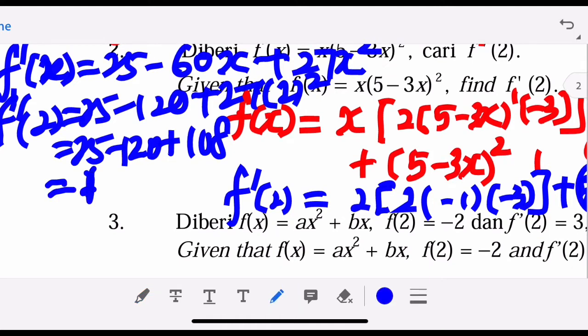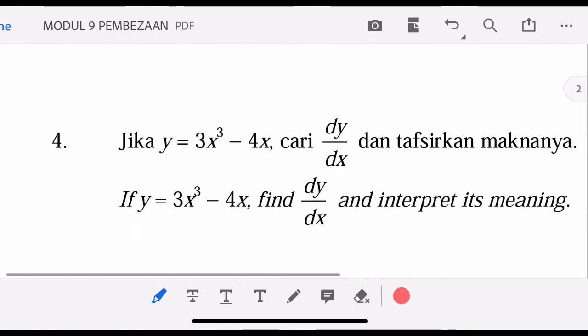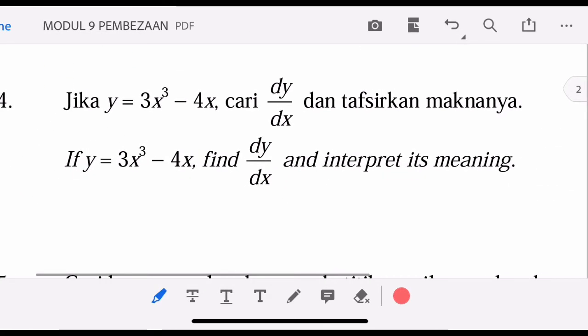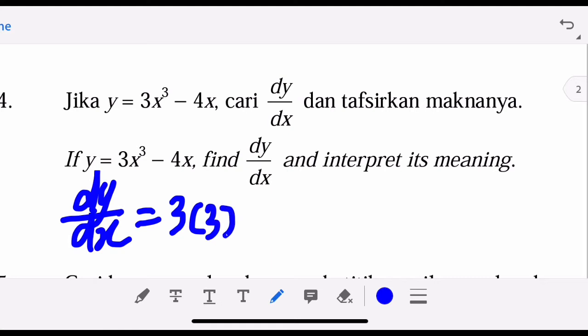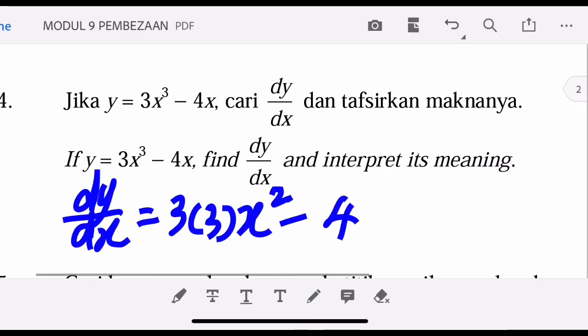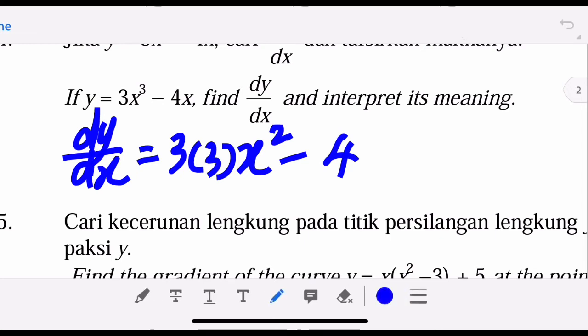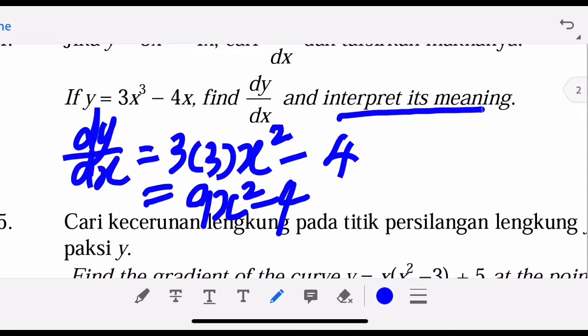Okay, so right, the same answer. It's up to you to do it, the answer will be the same. Let's proceed to question number 4. You have to find dy/dx. dy/dx is 3 times 3x squared, power reduced by 1, and then 4. So the answer is 9x squared minus 4, and then you have to interpret its meaning.